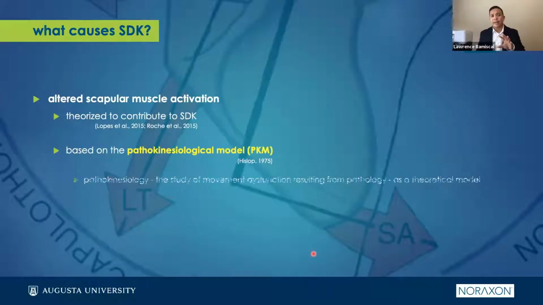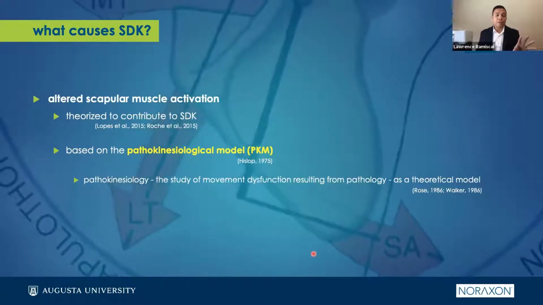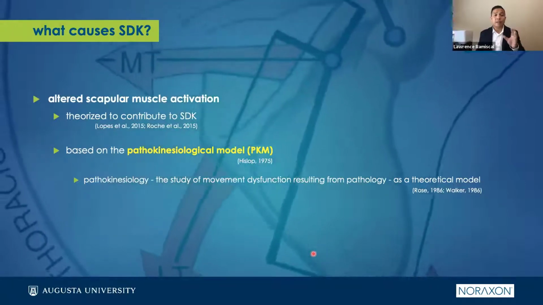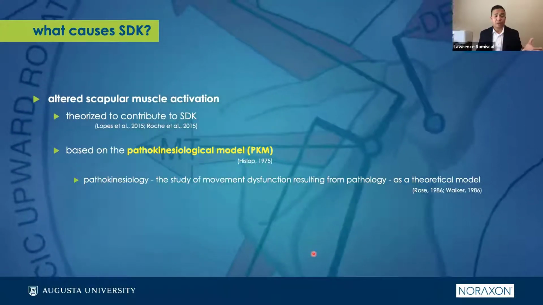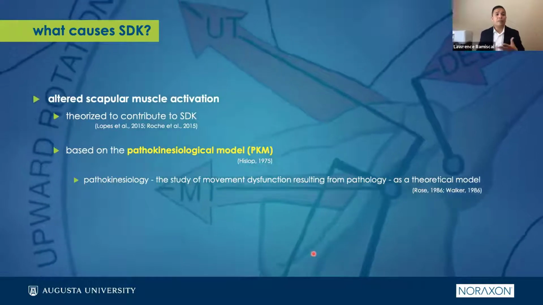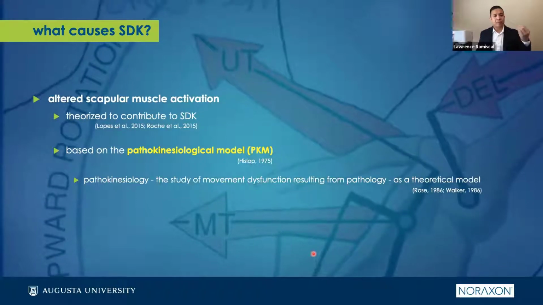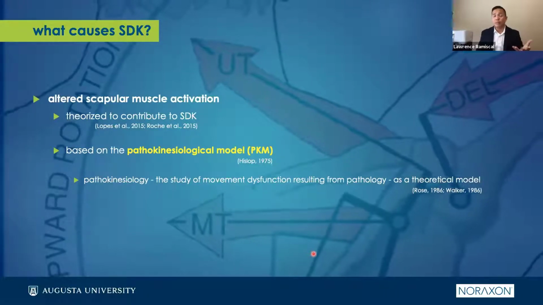And we understand this altered scapular activation as the culprit for such poor movement of the scapula, based on the pathokinesiological model, which is based on pathokinesiology, the study of movement dysfunction resulting from a pathology. So what that means is that if something is not working, in this case the muscles are not activating or activating poorly, then it must be responsible for the abnormal movement of the scapula.